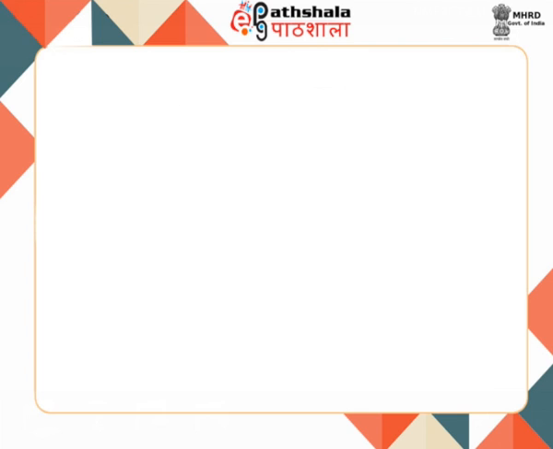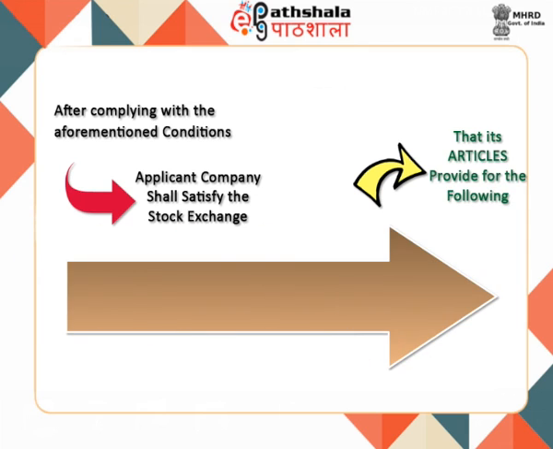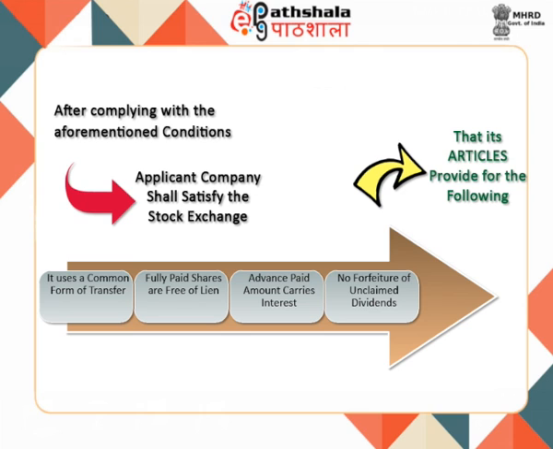After complying with such other terms and conditions, an applicant company shall satisfy the stock exchange that its articles provide that the company shall use a common form of transfer, that the fully paid up shares will be free from all lien, that any amount paid up in advance of calls on any share may carry interest, that there will be no forfeiture of unclaimed dividends, and that the option or right of call of shares shall not be given to any person except with the sanction of the company in the general meeting.